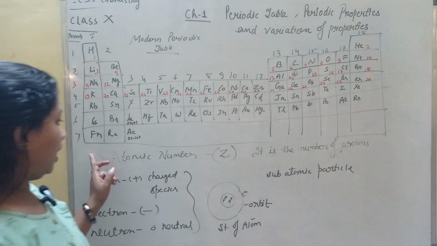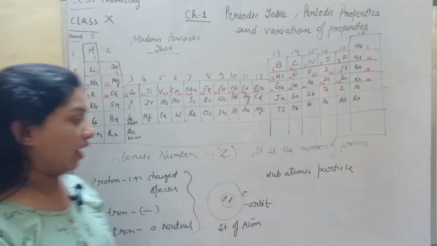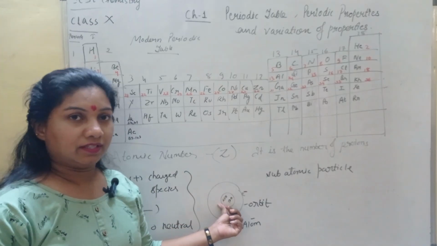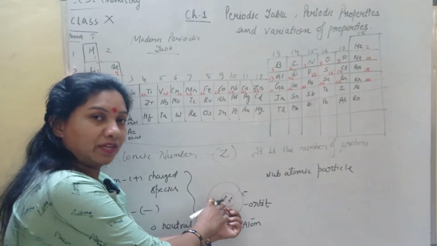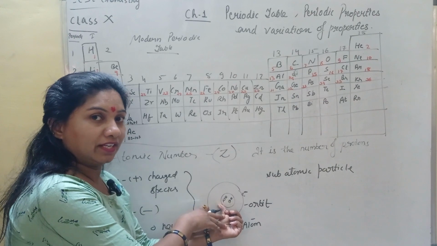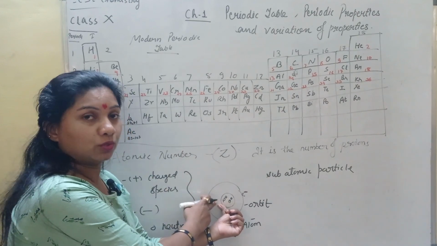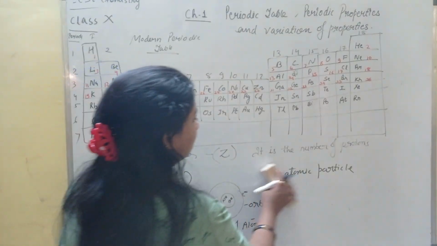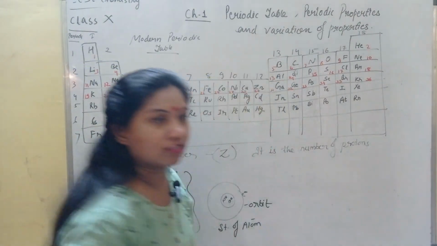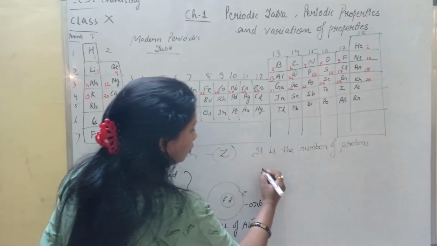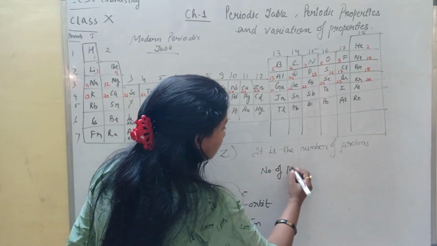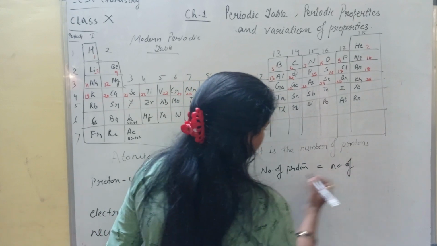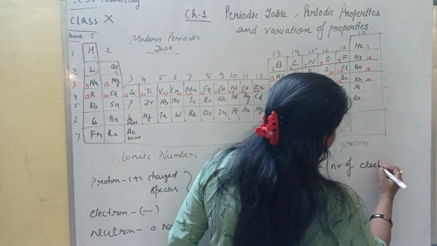But we have to study what an atomic number is. The atomic number is the number of protons. Where is it present? It is present inside the nucleus. And one more thing, the number of protons is equal to the number of electrons.